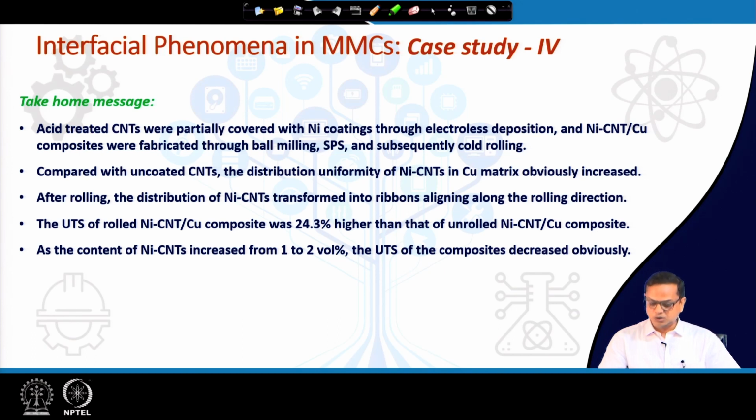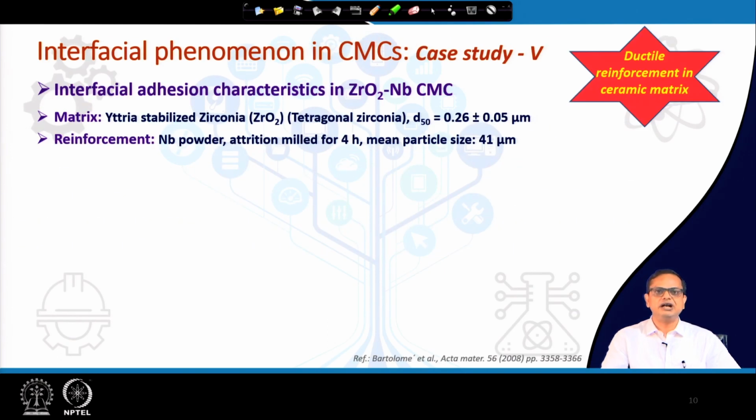Now, let us quickly go into another example, as I mentioned earlier, on ZrO2 Nb CMC. So, here the important thing is this, that you see here the matrix is ceramic. Okay. The matrix is ceramic, which has been reinforced with ductile reinforcement here, which is niobium. Okay. So, how has it been made?